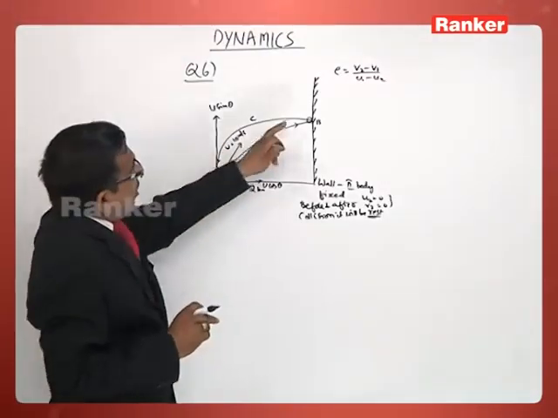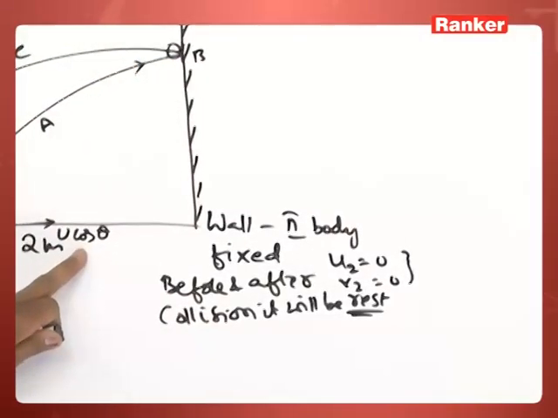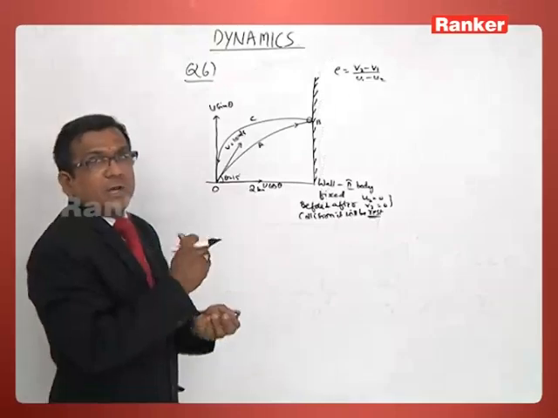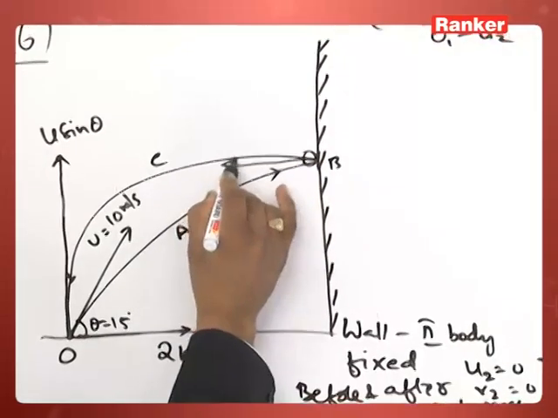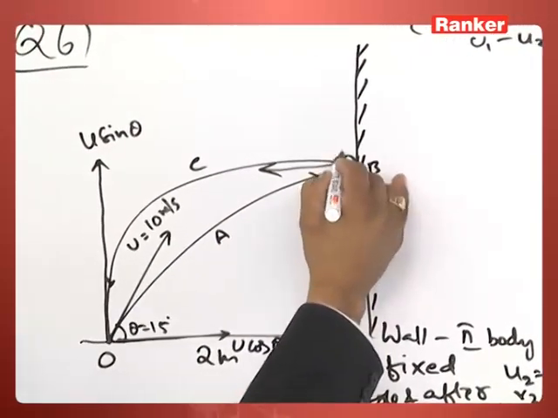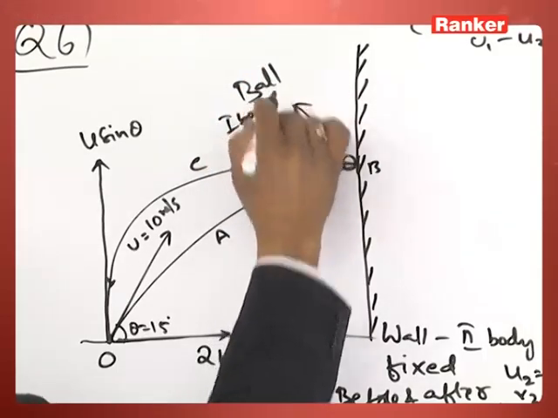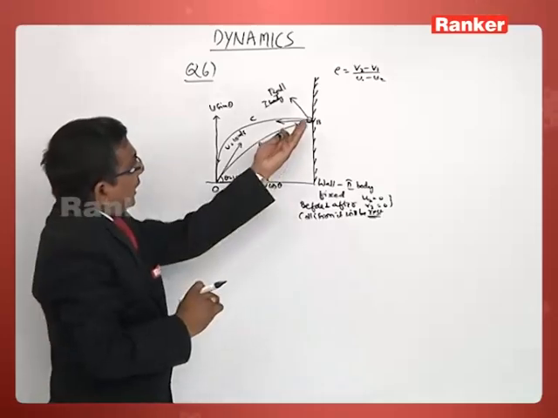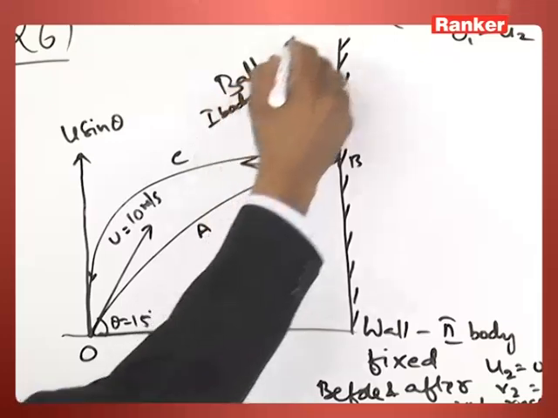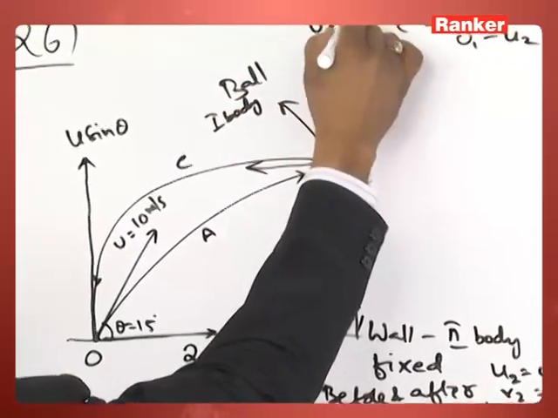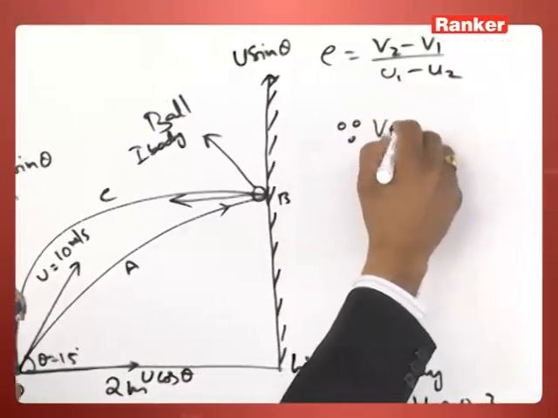Now, when the ball collides with the wall, only the horizontal component of velocity changes, but the vertical component of velocity remains the same. After collision, the ball is rebounding back like this. Between the ball and the wall, this is the ball. Ball I take as first body, wall I am taking as second body. Because of collision, it is rebounding and coming back to the same point. But the vertical component of velocity remains the same.